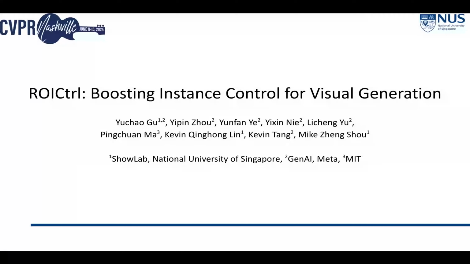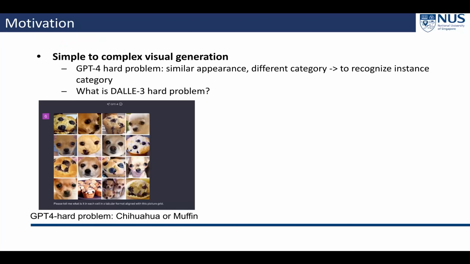Hello, today I want to talk about ROI Control, boosting instance control for visual generation, for CVPR 2025. We revisit the GPT-4 hard problem: Chihuahua and Muffin. It needs to recognize similar appearance but different category, in order to generate accurate captions. So we know the GPT-4 hard problem.